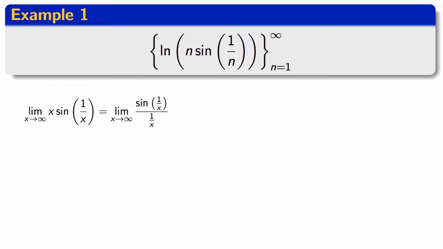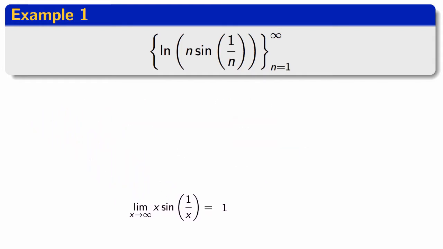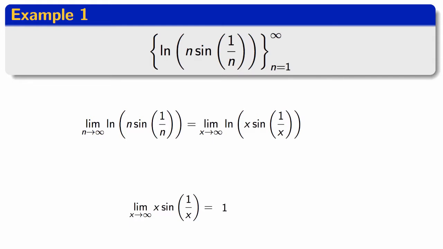Taking the derivatives of each and remembering to apply the chain rule, we get cosine of 1 over x times negative 1 over x squared in the numerator and negative 1 over x squared in the denominator. This simplifies to the limit of cosine of 1 over x as x goes to infinity, which is equal to cosine of 0, which is 1. Therefore, our overall limit is the natural log of 1. Recalling the behavior of natural log, the natural log of 1 is equal to 0, and therefore the sequence, natural log of the product of n times sine of 1 over n, converges to 0.